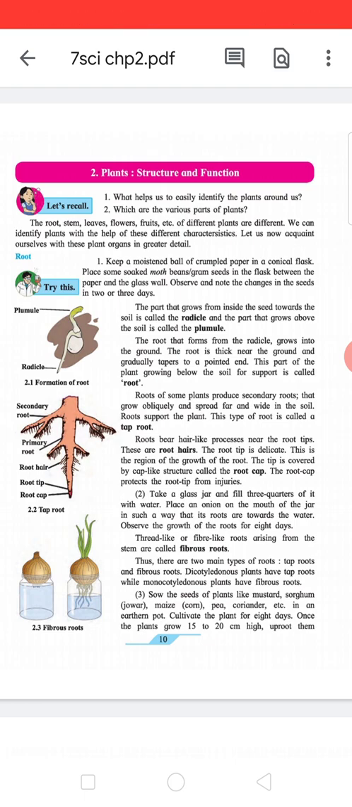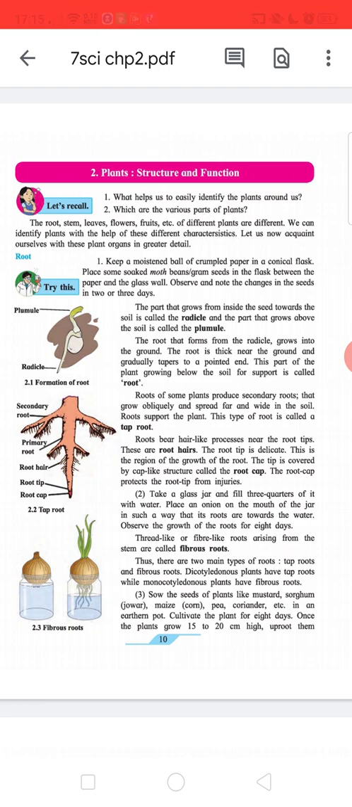The roots, stems, leaves, flowers, fruits, etc. of different plants are different. We can identify plants with the help of these different characteristics. Let us now acquaint ourselves with these plant organs in great detail.